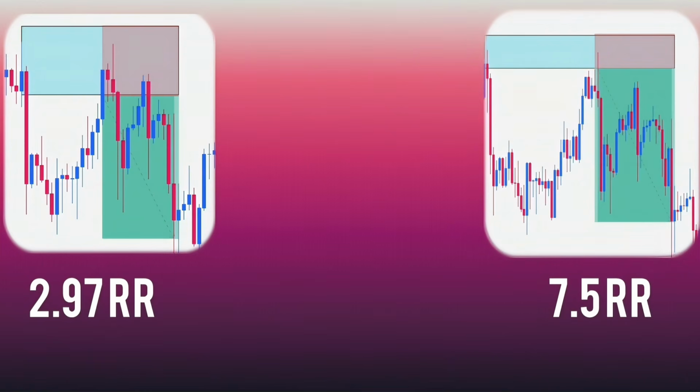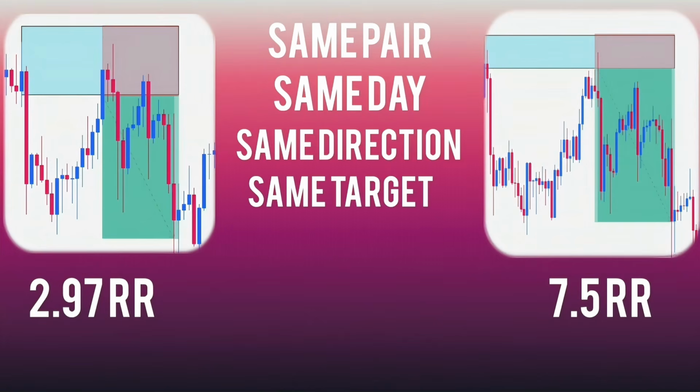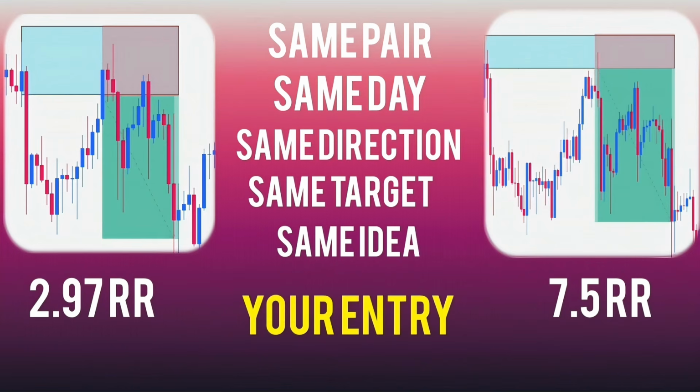Both trades came from the same currency pair, on the same day, with the same market direction, the same targets, and even the same trading idea. So why did one trade produce more than twice the profits of the other? The answer has nothing to do with luck. It all comes down to one thing: your entry.